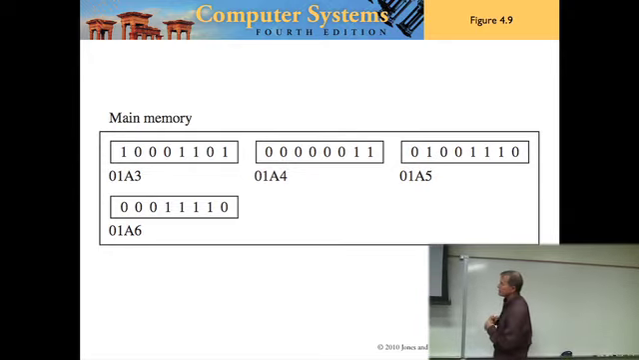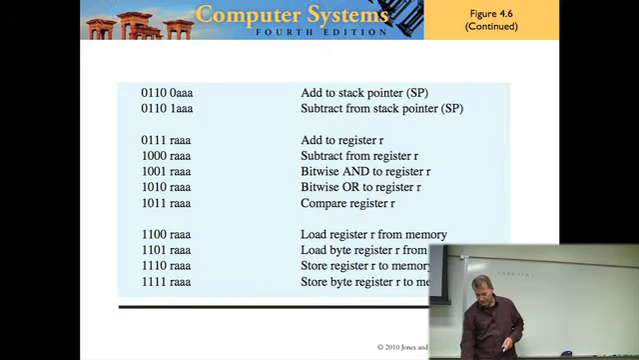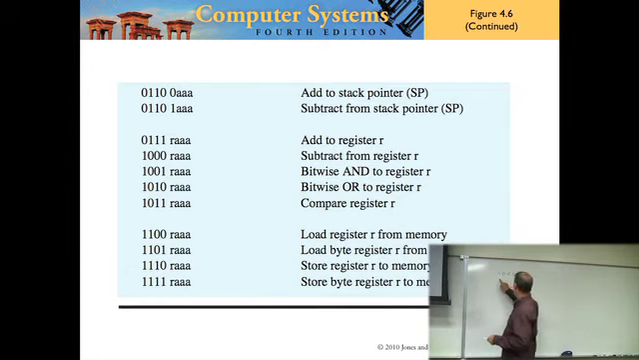Okay, so the instruction specifier here says what? 1000, 1000, 1101, 1101. So what you would do is go back to this instruction set, figure 4.6, and scan down until you get to 1000. Where do we see a 1000? Subtract from register. Subtract from register R.